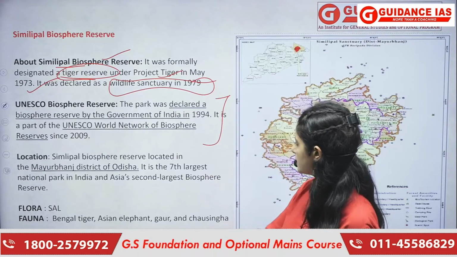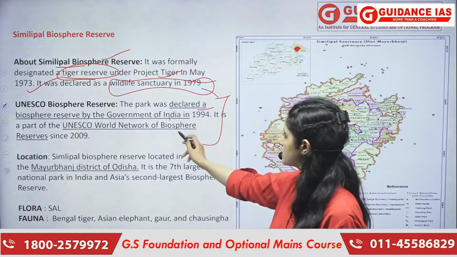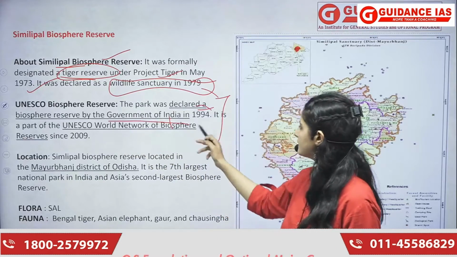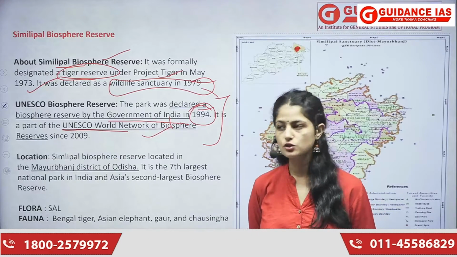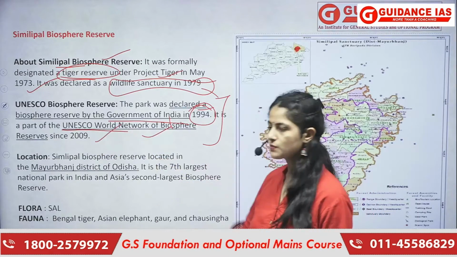If we talk about the reserve itself even further, it was declared a biosphere reserve by the Government of India in 1994, and it has also been part of the UNESCO World Network of Biosphere Reserves since 2009. Location we have already studied.